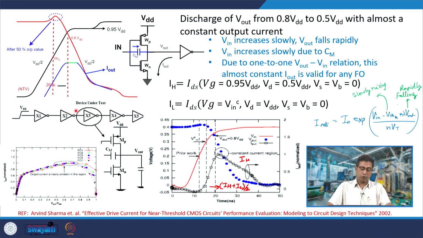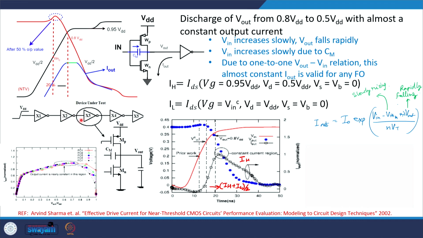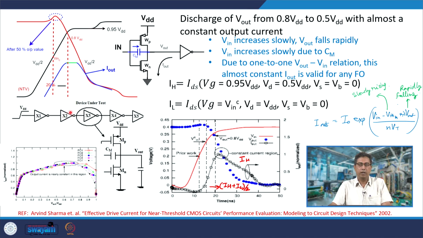And in near threshold circuits, the drive currents are not very high, and at this limit, when the input is rising, the P MOSFET of X2, which is causing this rise of the input of X3, is already in linear regime, and therefore the current through it is quite small. The drive capability of the P MOSFET of X2 is quite small, and the back coupling from Cm starts dominating, and the output rise becomes quite slow. So, the output of X2's rise, that is the input of X3, is rising quite slowly.